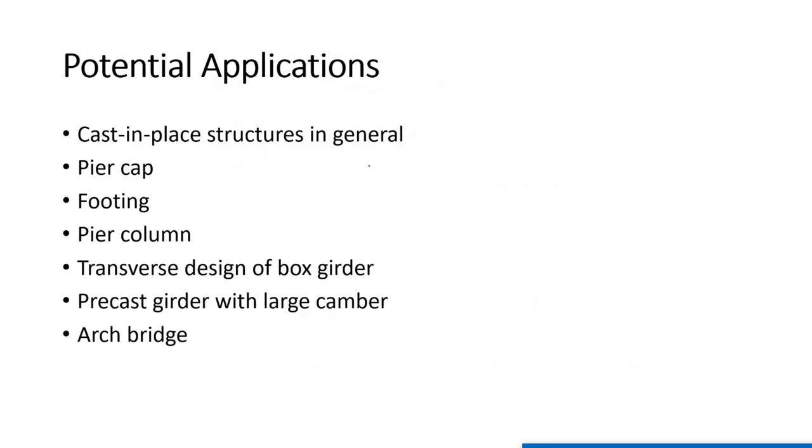Now the potential applications of partially prestressed concrete. It is used in many areas and I have listed some of them. Important structures in which this partially prestressed concrete is applied are the cast in place structures in general, then pier cap, footing, pier column, then transverse design of box girder, precast girder with large camber, arch bridge, etc.